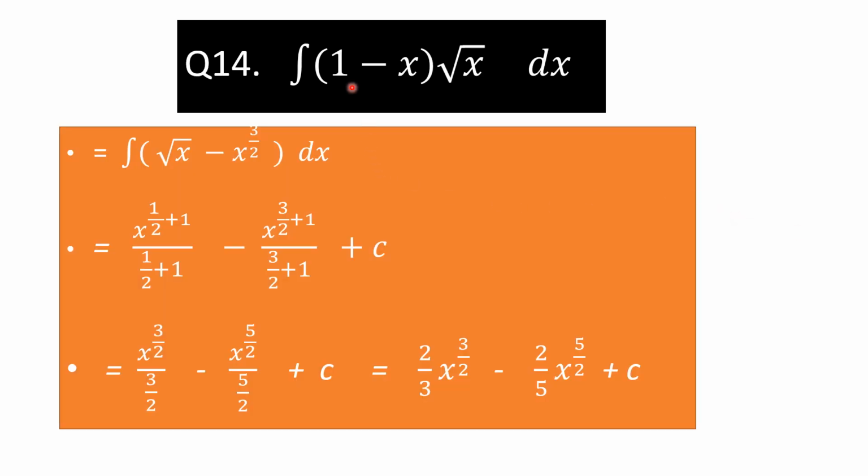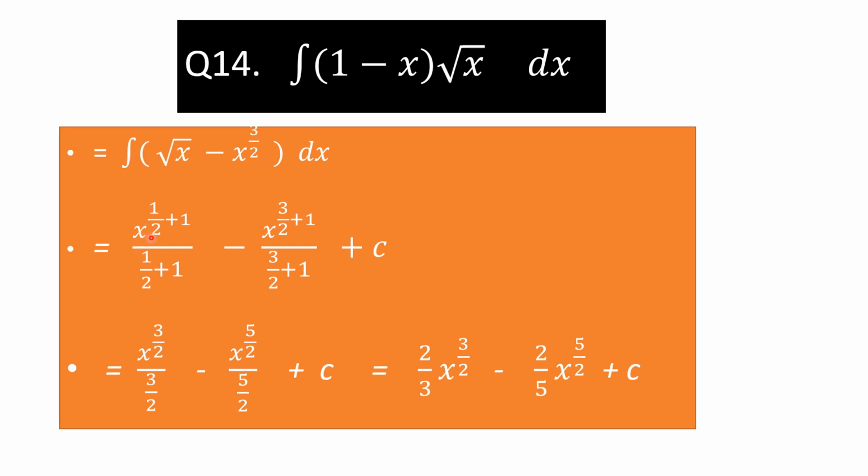Now, question number 14. This states 1 minus x in brackets, under root of x, dx. So, kindly take this under root inside and multiply it by both the terms. So, you get under root of x minus x power 3 upon 2, because here power is 1 and here power is 1 upon 2. So, 1 plus 1 upon 2 is 3 upon 2. So this is the integration of under root of x minus integration of x power 3 upon 2.